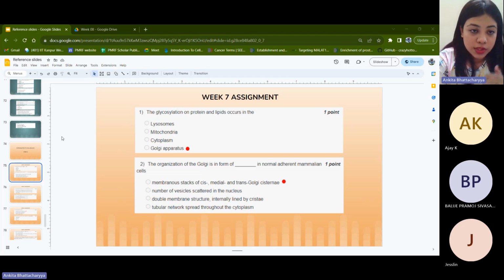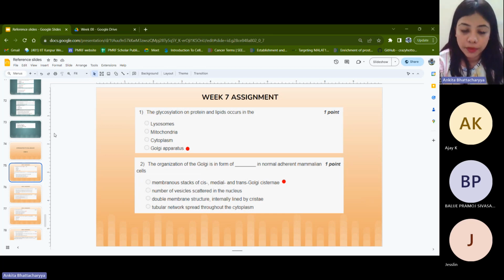Based on those discussions and what was already a part of your week 7 topics, these were the questions that were asked. Among them, the first was: glycosylation on proteins and lipids occurs in A, lysosomes, B, mitochondria, C, cytoplasm, and D, Golgi apparatus.